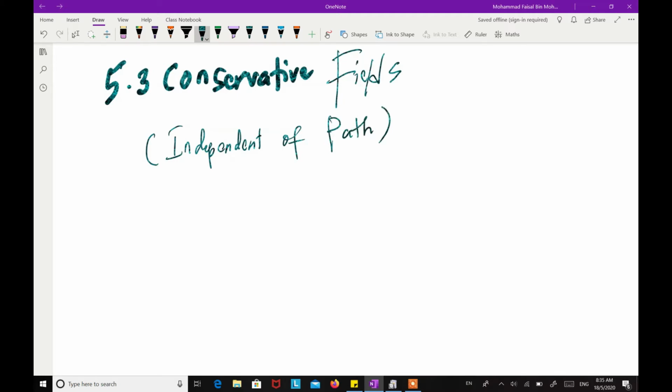A vector field F is said to be conservative if there can be found some scalar field V such that F is the gradient of V. In other words, if F is the gradient of some scalar field, then it is a conservative field.